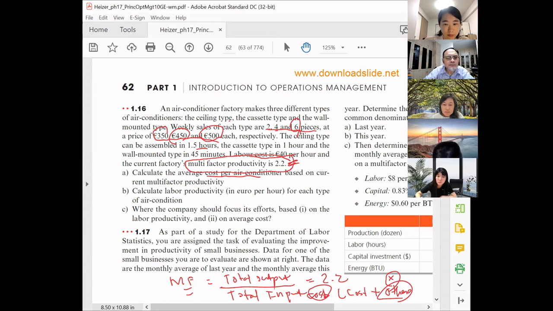Okay, so what is the labor productivity for each type? This you can calculate. For average cost, I think you can also divide by the number of air conditioners that you produce. Also can. Okay, you can also use that. What is the average cost per air conditioner? Sarah, you tell me how to calculate that. Average cost.